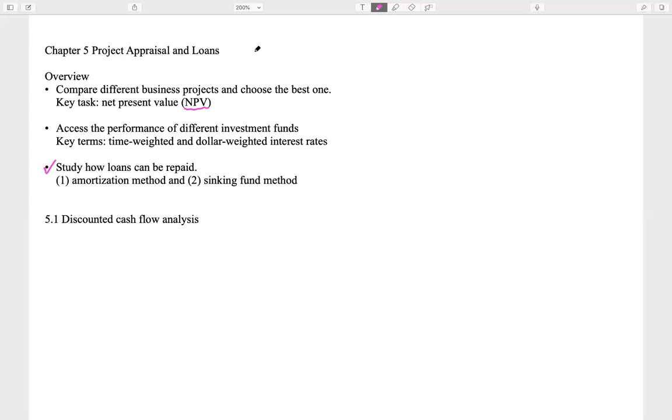5.1, discounted cash flow analysis. Sometimes you may see the initials DCF. Obviously, it stands for discounted cash flow. The goal is to analyze different projects, to compare them and select the best one. What we have here is rather simple. So the idea. What is the idea?